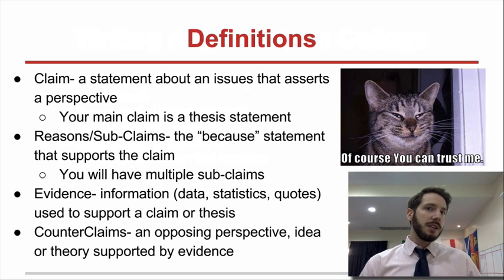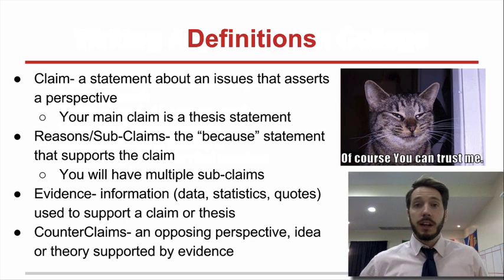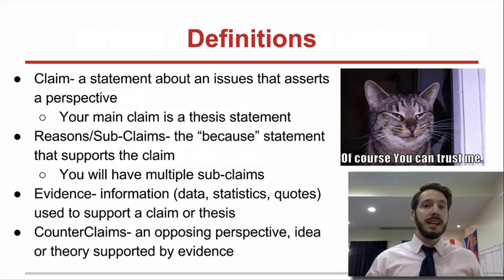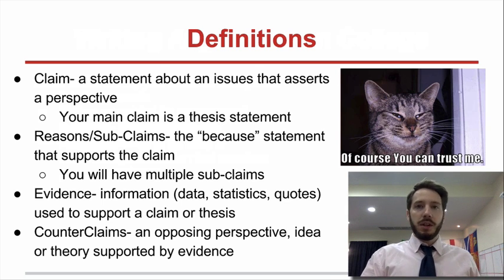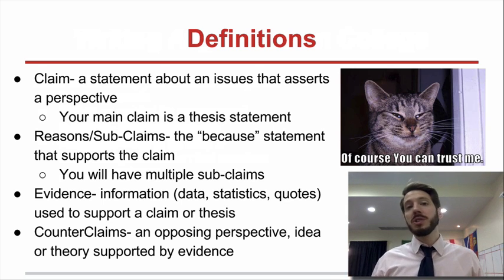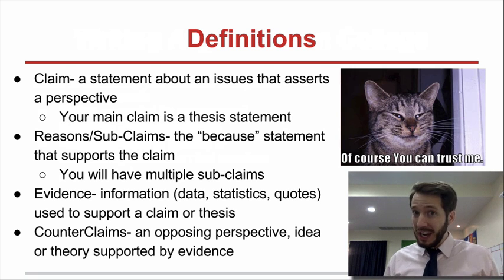Now, first thing I'm going to do is give you some basic definitions. These are the cornerstones of argument. The first thing is a claim. A claim is just a statement about an issue that asserts a perspective. You've done claims for a long, long time. You just called them thesis statements. But when you write argument, we call them claims.